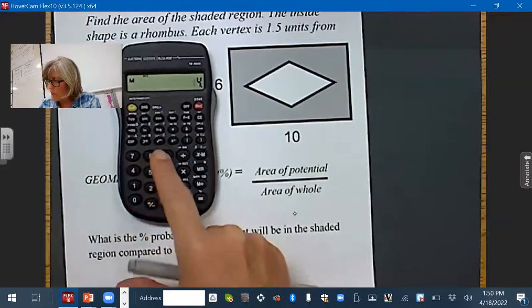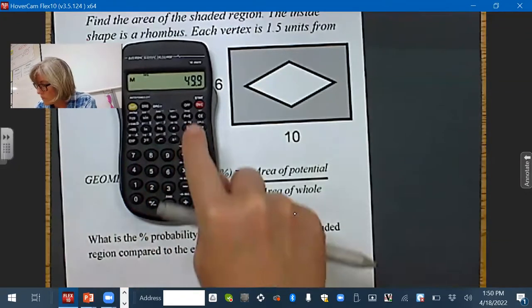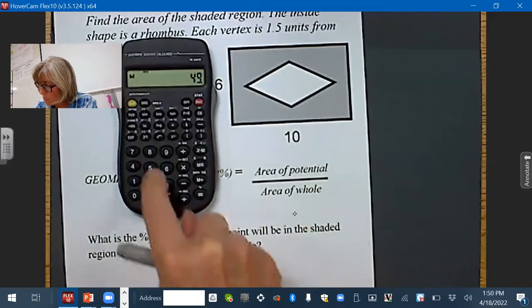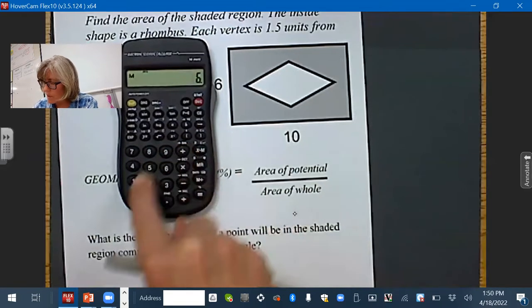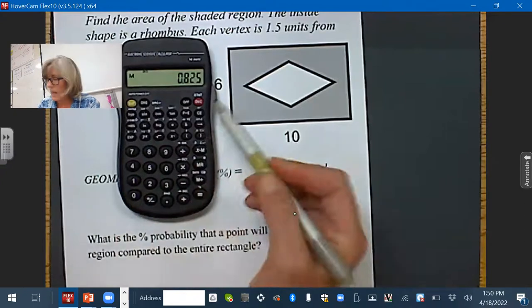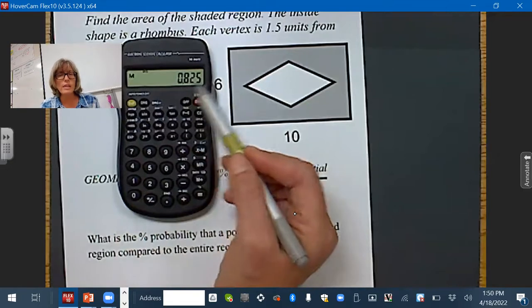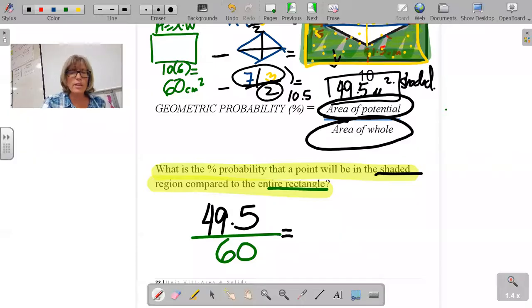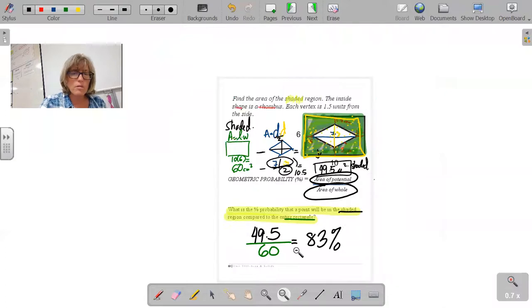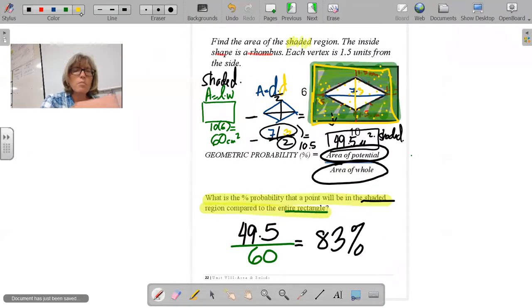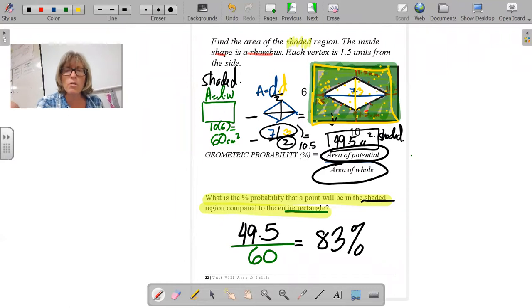So we do 49.5 divided by 60. And there's an approximate 83%, 0.82 is 83%. So there is an 83% probability that a point landing inside the rectangle will actually end up landing in that shaded region only, which makes sense. There's more shaded region than not.